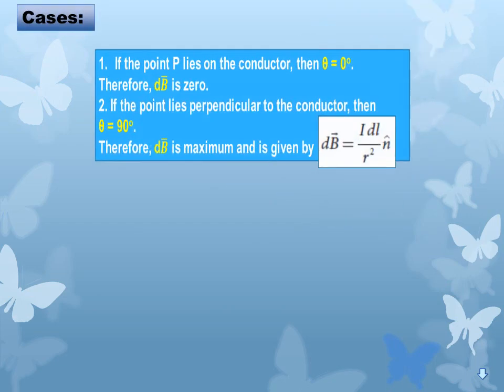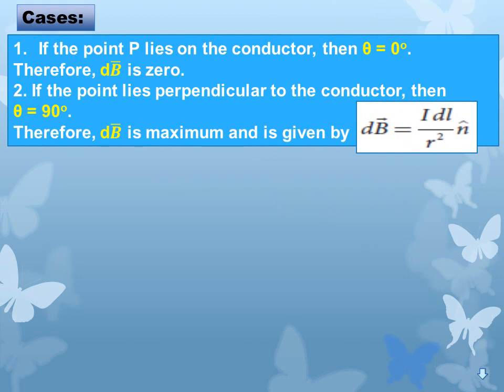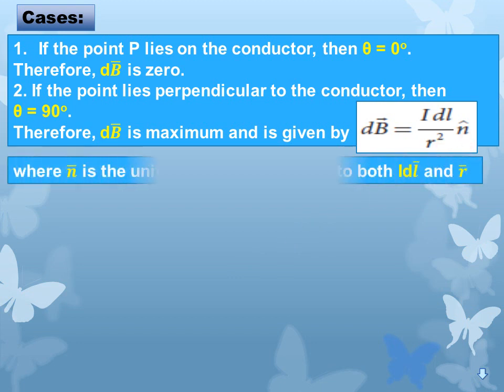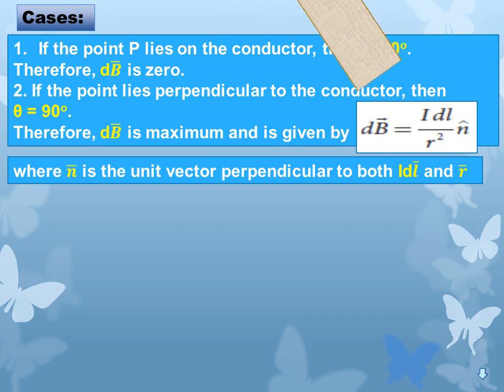Therefore, in these cases, first, if the point P lies on the conductor, then theta is equal to 0 degree, sine 0 is equal to 0, so dB, the magnetic field, is equal to 0. If the point lies perpendicular to the conductor, then theta is 90 degrees, sine 90 degrees is equal to 1, therefore dB is equal to I dl divided by r square into n cap. Here n is the unit vector which is perpendicular to both I dl and r vector.